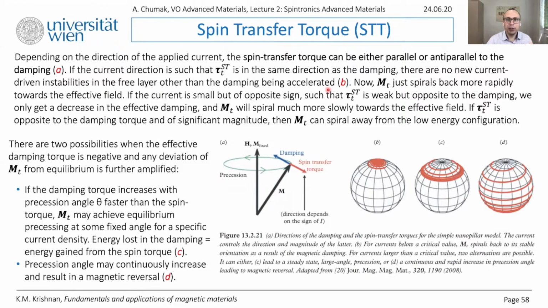Of course, it's much more interesting when you have opposite current polarity, like is shown here, where the damping and spin transfer torque are pointing in opposite directions. So then you can have in principle two qualitative scenarios. In the first scenario, you can reach a situation where damping and spin transfer torque are compensated.